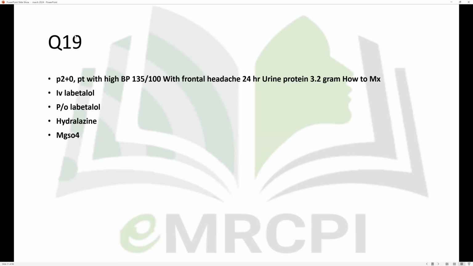Yes, so I can go for the magnesium sulfate. Why? Because the patient has fits, right? Otherwise, for hypertension or a diagnosis of preeclampsia, start on the labetalol, please. Even if it gives you a severe one, also start with labetalol. It's not only for the mild or the moderate one.